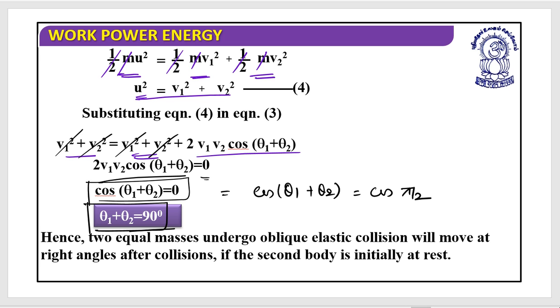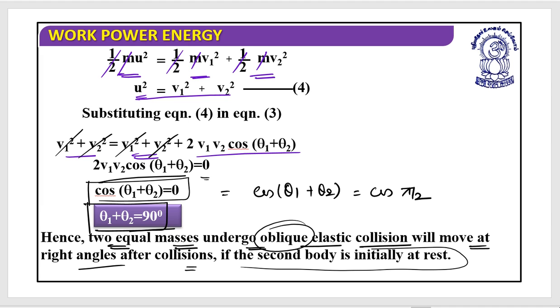So the situation is, when two equal masses undergo an oblique elastic collision. When I say oblique, that means before and after collision they are not in the same line. Here in this case, after collision they are moving in different lines. So when they undergo an oblique elastic collision, they will move at right angles after the collision, if the second body is initially at rest.